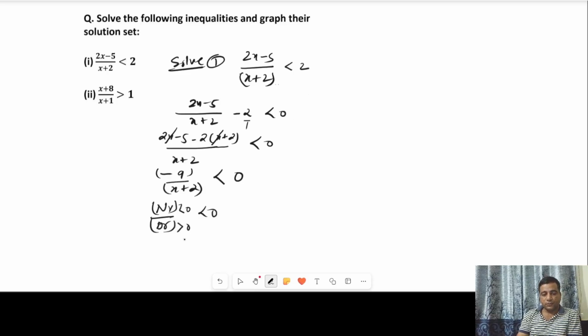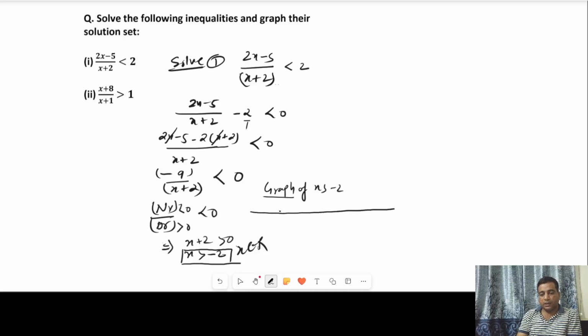It implies that x plus 2 is greater than 0, so x is greater than minus 2. It's your solution set. Now the graph of x greater than minus 2, and here x is real, so let this be 0, minus 1, minus 2, 1, 2, and so on. So x is greater than minus 2 means minus 2 is excluded, and all the real numbers greater than minus 2. It's your solution region.